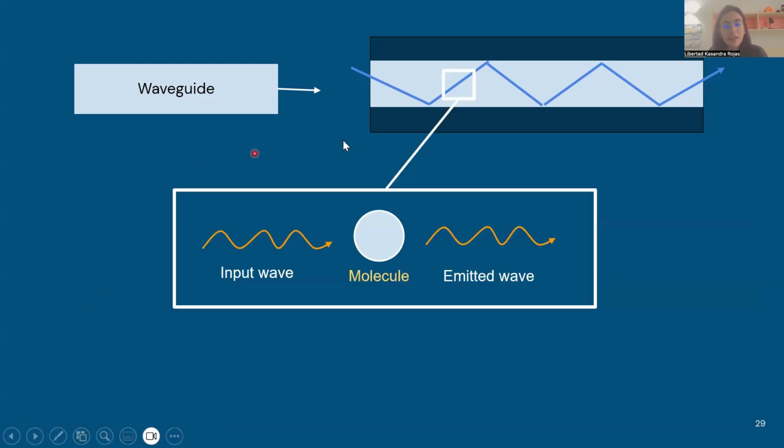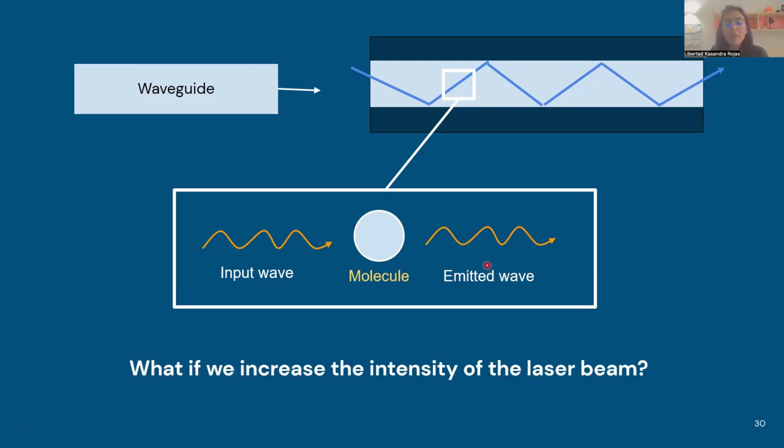Now, something that we really care about is how light interacts with matter. When we have a waveguide, as I told you, light is going to propagate through our core here, and it's going to interact with the molecules of whatever the material is. Usually, if you have just a regular power beam, you just pass it through, and nothing is going to happen to our wave of light. The input wave is going to be the same as the emitted wave. But now, what if we increase the intensity of the laser beam? What if all of a sudden we put a really high intensity beam into our core here?